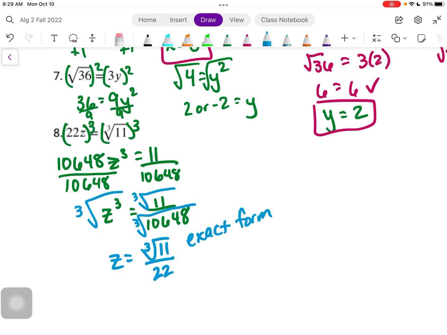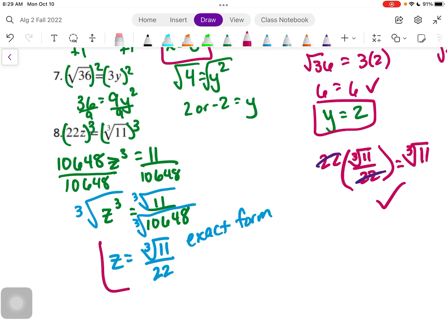And then we could plug that back in. So we had 22 times the cube root of 11 over 22 equals cube root of 11. Well, your 22s are going to cancel. So yes, the cube root of 11 equals the cube root of 11. So that is an answer. All right, so that is how you can solve equations that involve radicals.